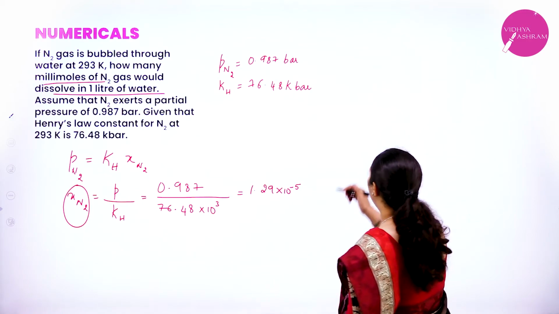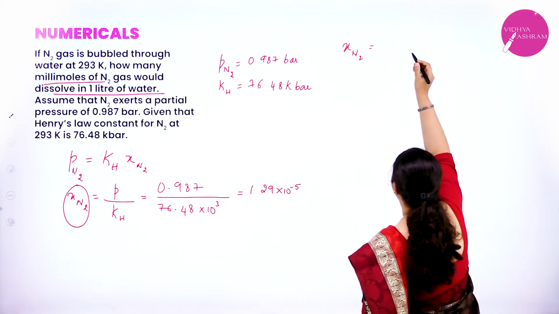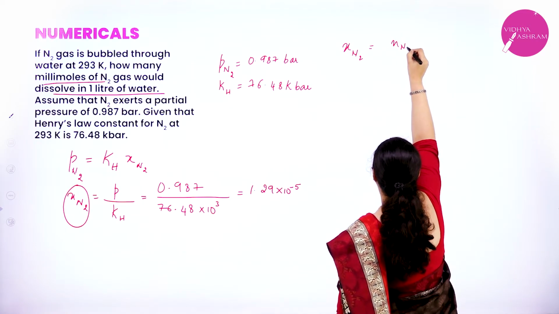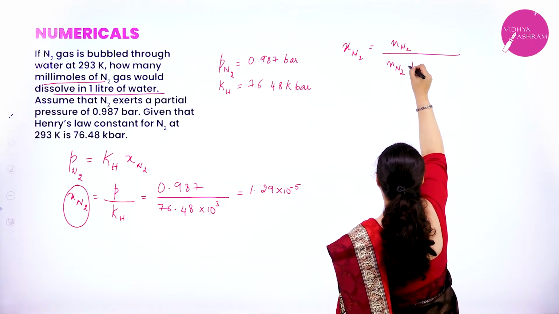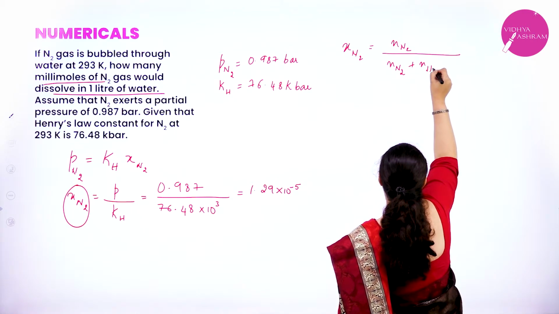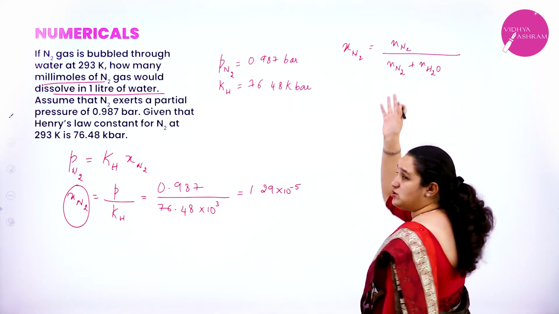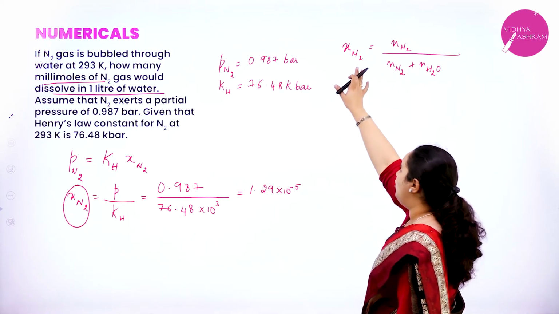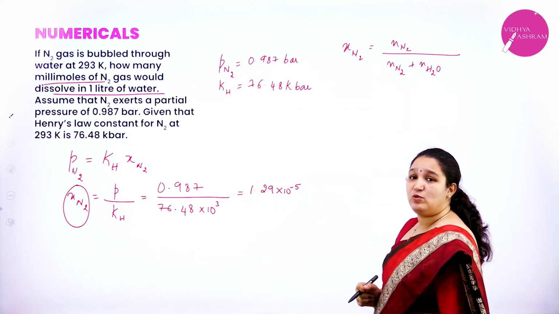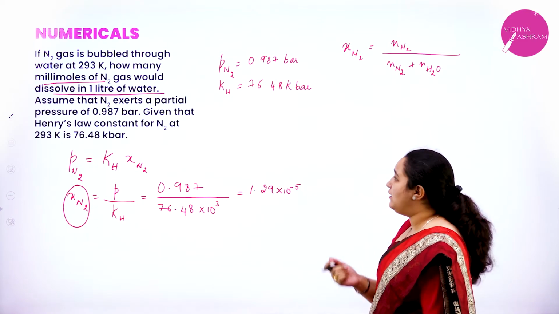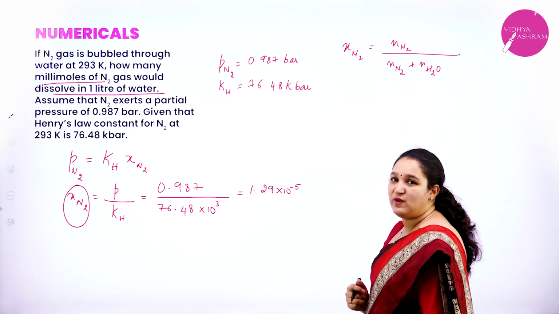So mole fraction of nitrogen is nothing but number of moles of nitrogen divided by number of moles of nitrogen plus number of moles of water. Now number of moles of nitrogen I am supposed to find out. Mole fraction I found out already, but I have to find out even the number of moles of water which is present. But I know there is 1 liter of water. Can I find the number of moles of water? Of course we can find out.